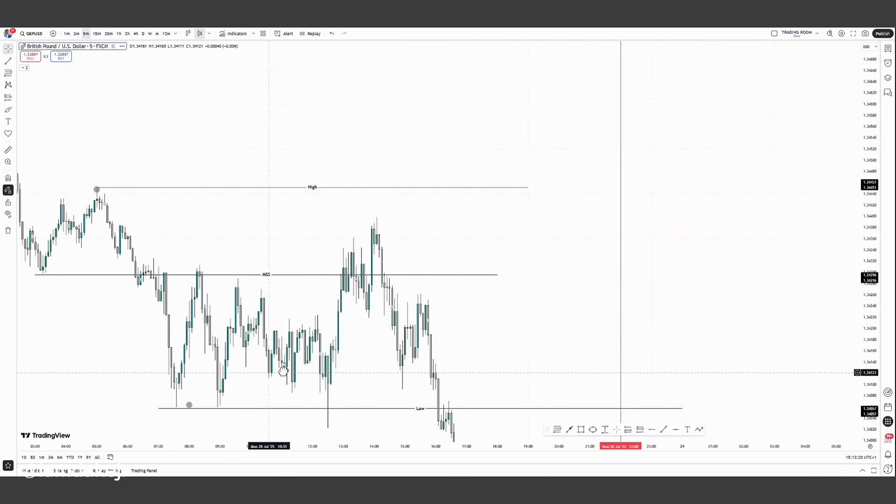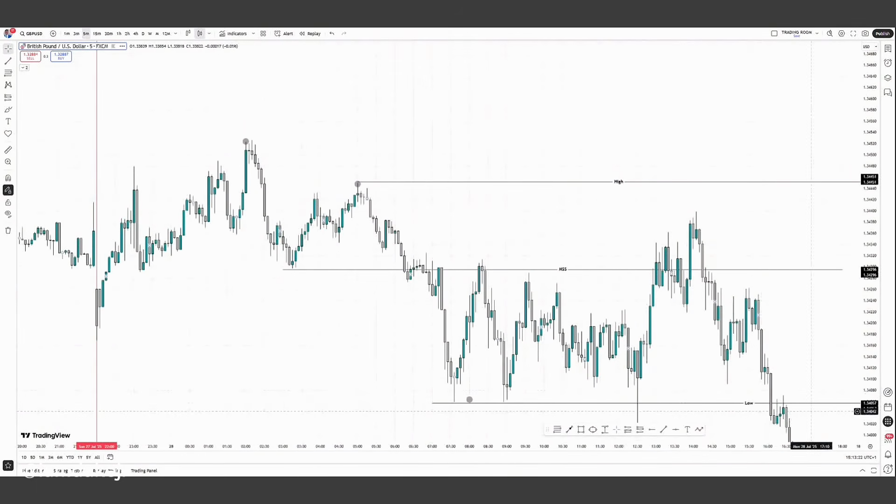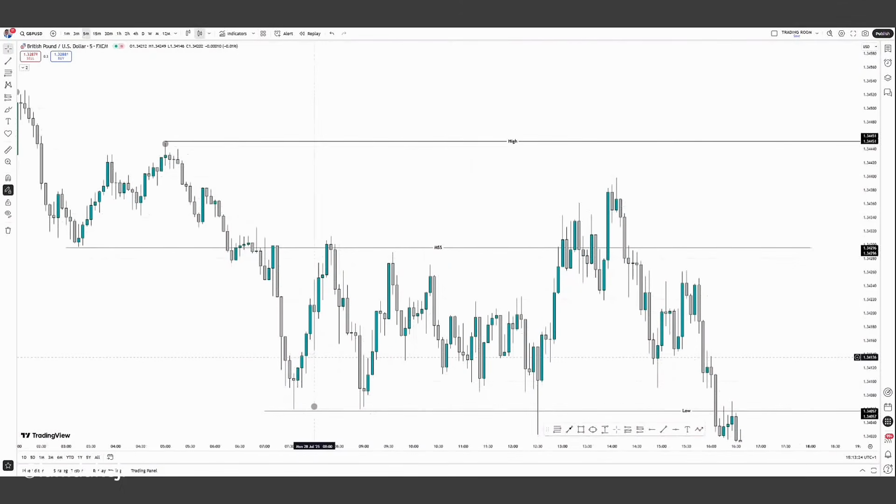So in this case, this was our first tap back into resistance. This was the first step back. Over here we had price pulling back. This tap was the first retest back into structure.